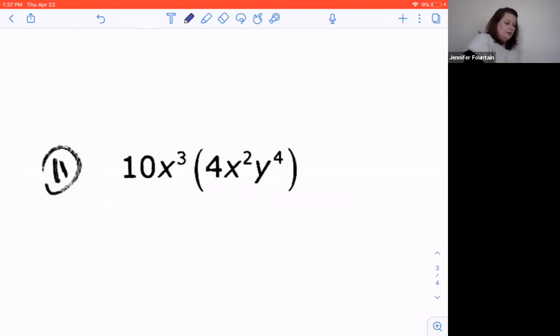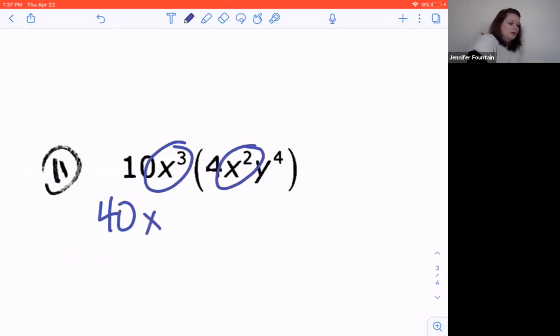Number 11, I'm going to multiply my numbers. So 10 times 4 is 40. Then I have x cubed times x squared. So I have a like variable, add the exponents, and 3 plus 2 is 5. There's nothing to multiply y to the 4th by, so I just leave it as y to the 4th.